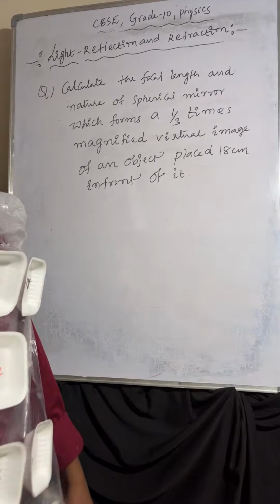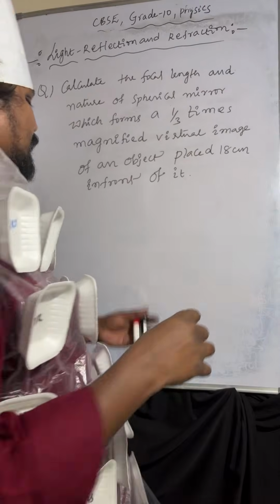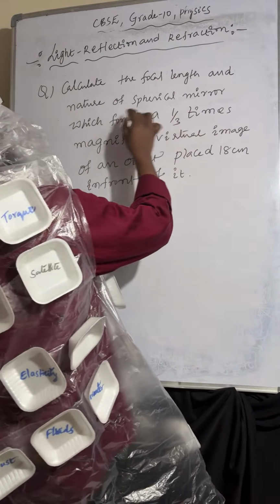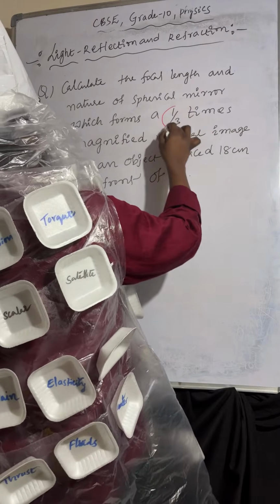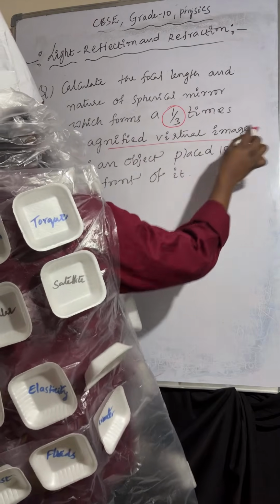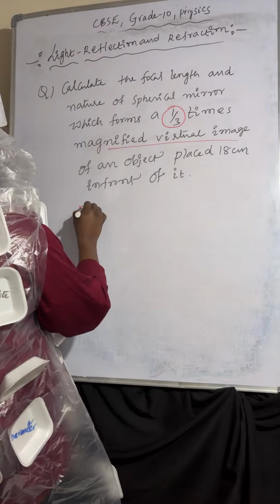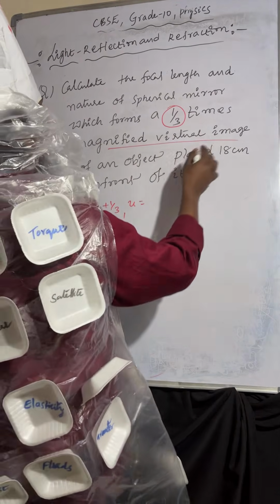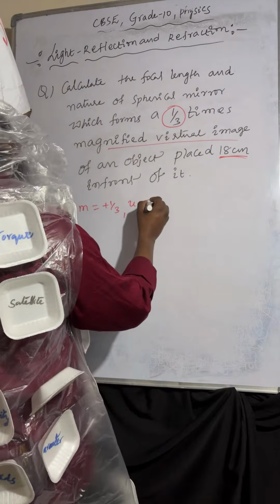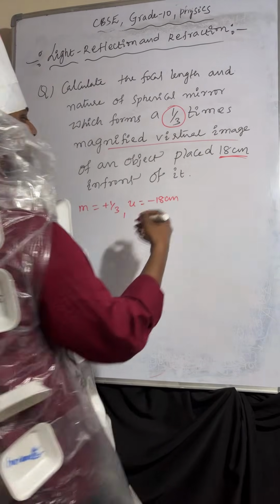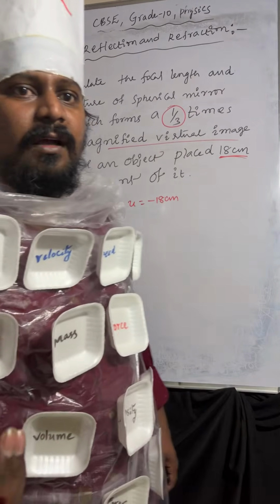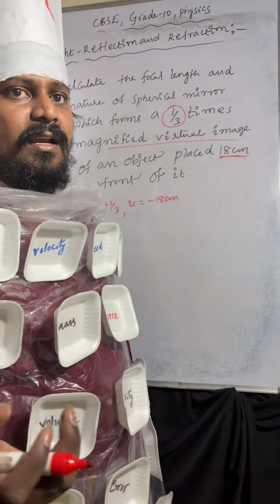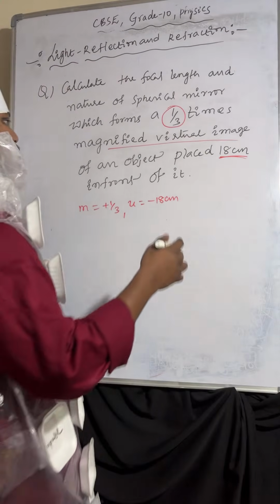Okay, so check once here. Calculate the focal length. They have given that the spherical mirror forms a 1/3 times magnified virtual image. So m equals plus 1/3. And the object distance is given as 18 centimeter. Object distance is compulsorily negative, understood? You have to take it negative.